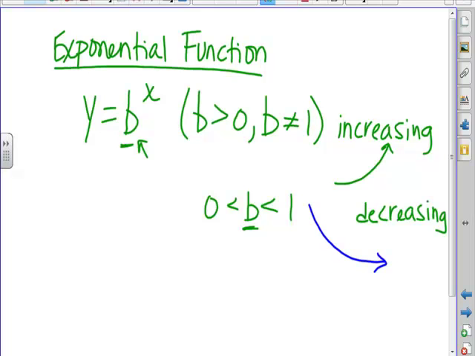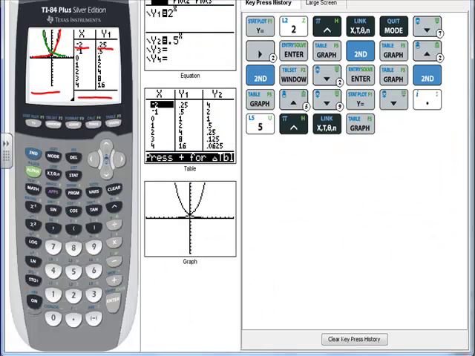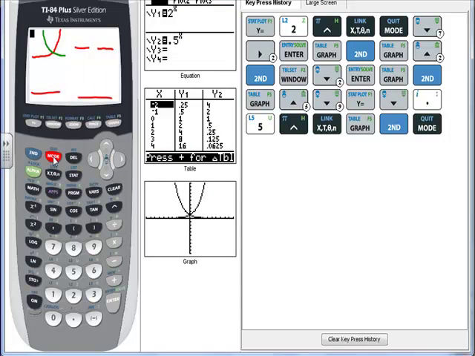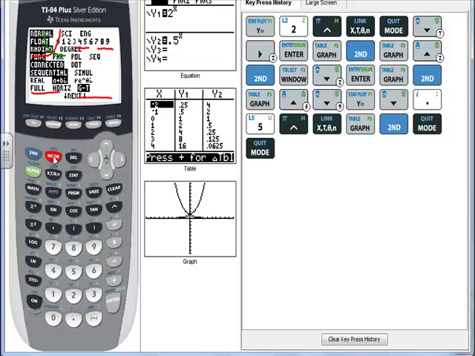Now, why did that happen with y equals 2 to the x and y equals 1/2 to the x? I'm just going to go back to my graph for a second. I'm going to change my mode back so I can see the whole graph. Just wanted to introduce you to this other way to look at your graph. I'm going to come on down here and change it back to a full screen.